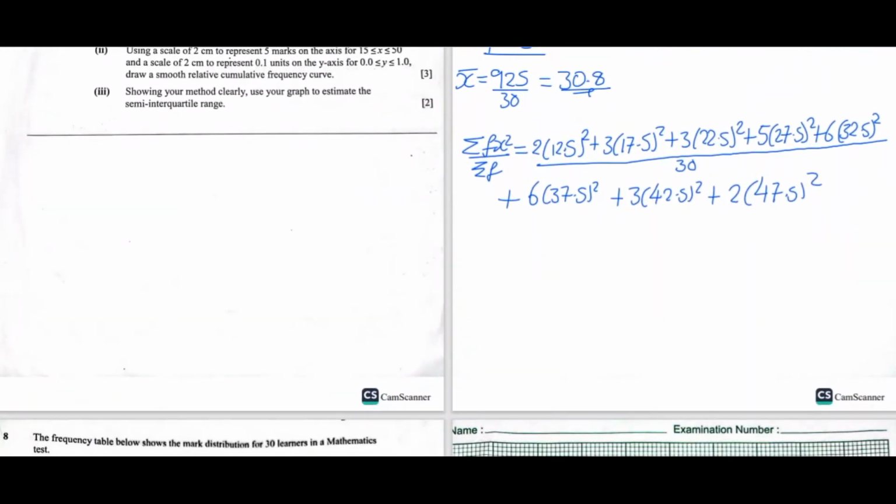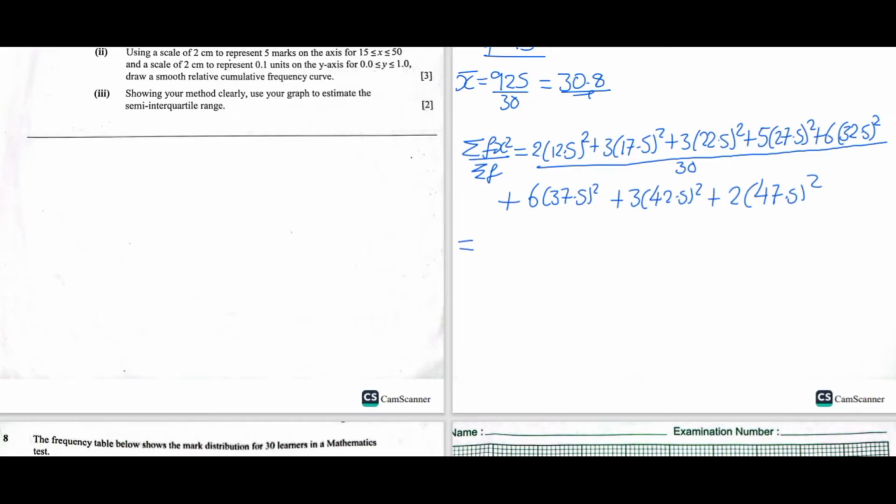Now let's do the math here. I will be doing each part at once. So what I'm going to do is 2 times 12.5 squared, then 3 times 17.5 squared.